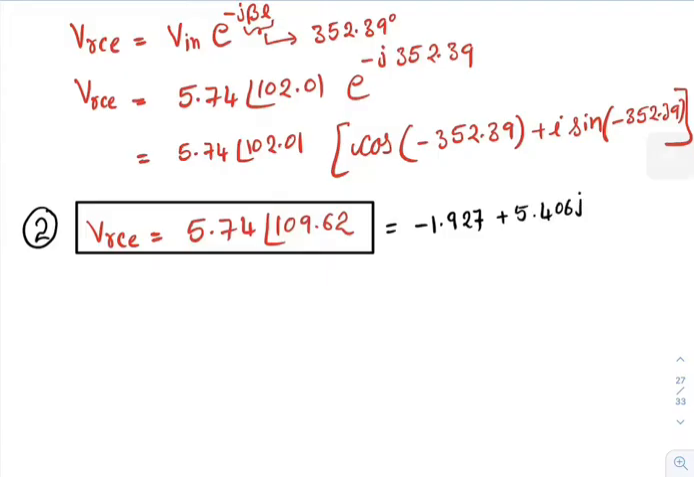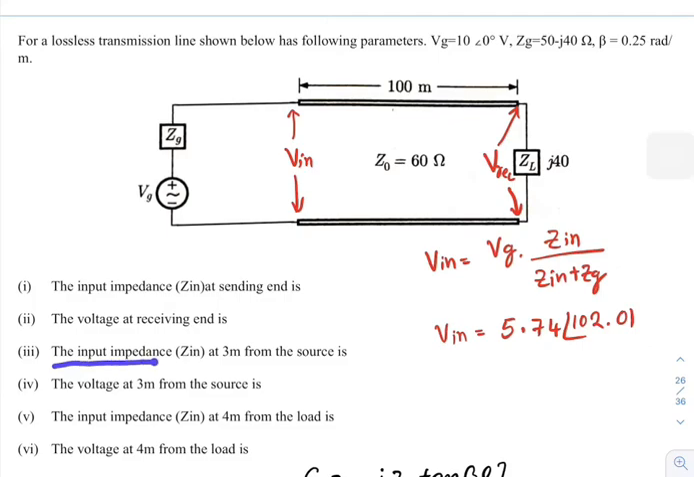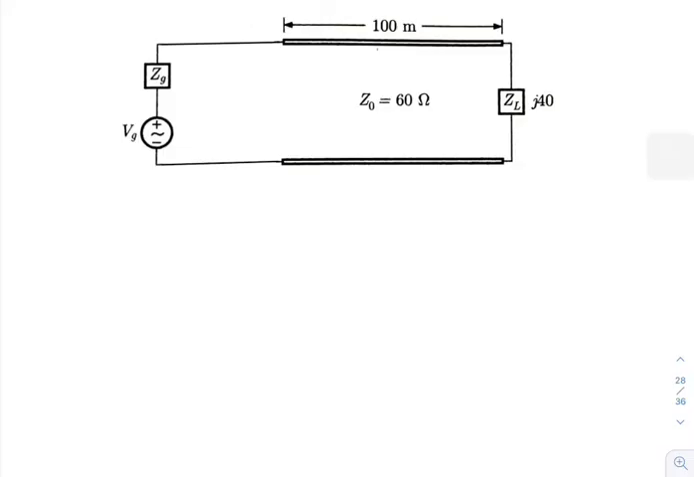5.406j. The third question is to find the input impedance at 3 meters from the source. This is our transmission line, and let us say this is 3 meters and the remaining length will be 100 minus 3, that is 97 meters. Now the question is to find the input impedance at 3 meters from the source. That means we need the input impedance at this point.